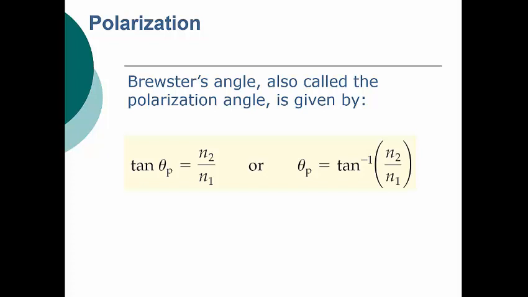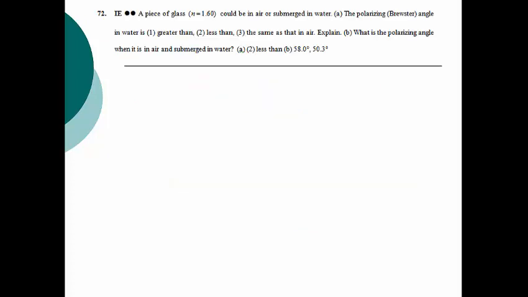And since we're usually in air, that means that n1 is usually equal to 1. So sometimes we'll just see it written as the tangent of theta p is equal to just n. This is the index of refraction of the material the light is incident on, whether we're talking about reflected light or refracted light. So literally, it is this easy.